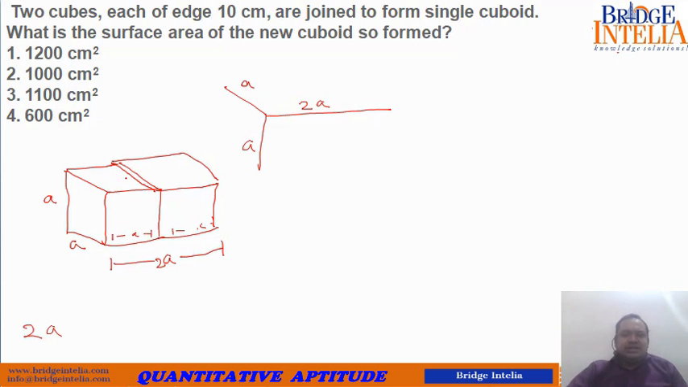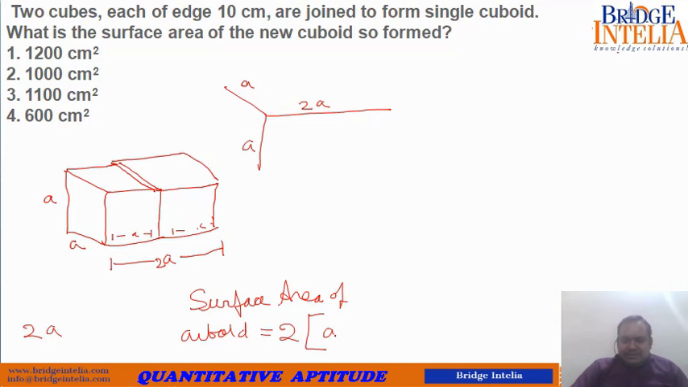Now the question is, what is the surface area of the new cuboid? As you can see, it is obvious that if you join 2 cubes, it will no more be in cubical shape, it will be in cuboidal shape. So now what is the surface area? So what is the formula for surface area of a cuboid? 2 times of AB plus BC plus CA, where A, B and C are 3 different edges. So in our case, edges are 10, 10 and 20.